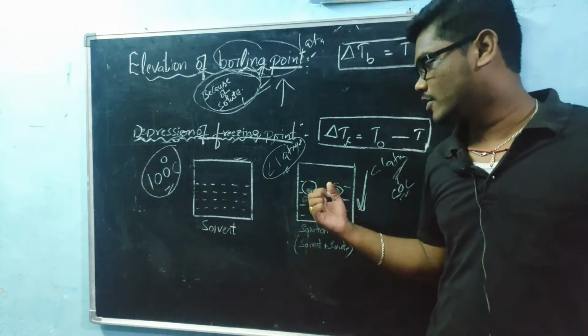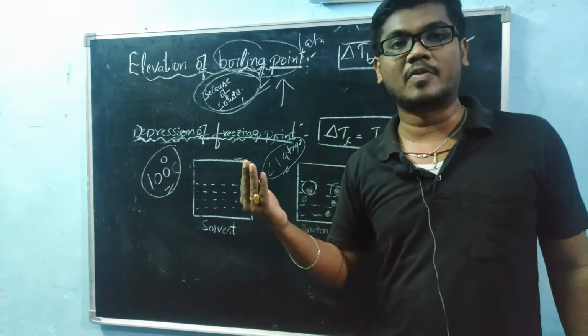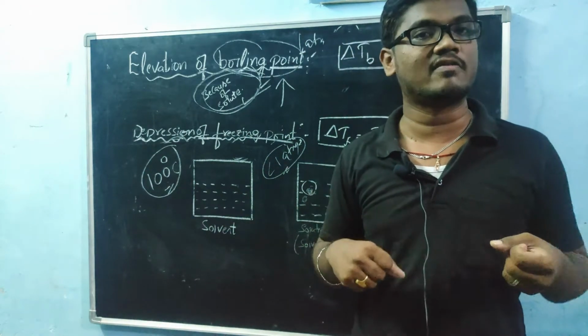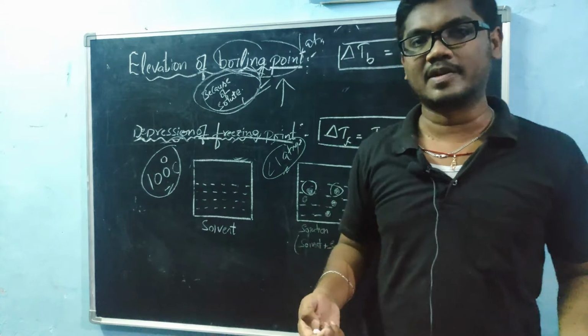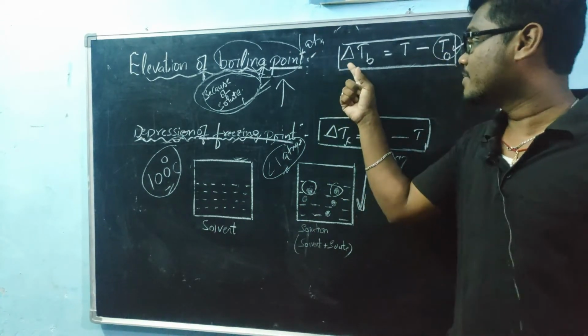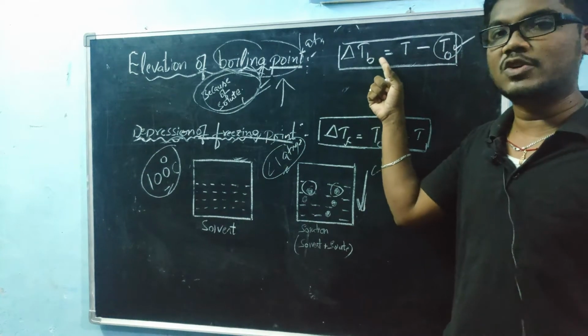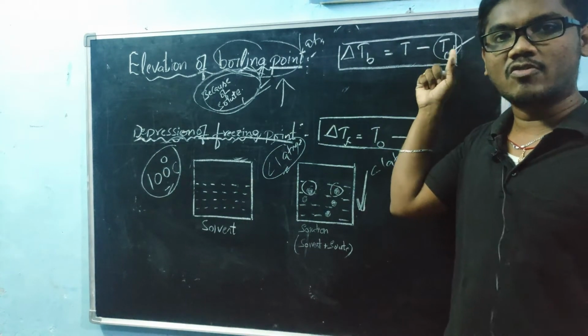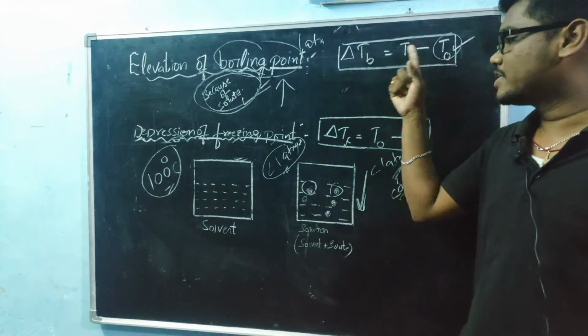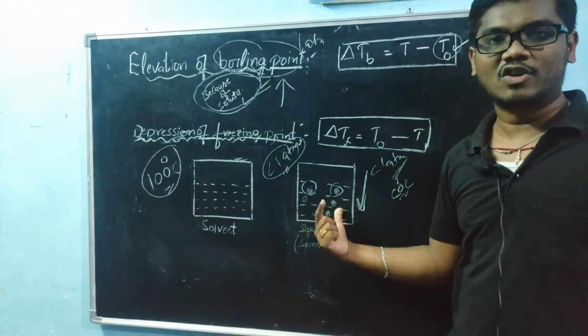Therefore, the presence of the solute increases the boiling point. Solute particles require more heat energy compared to the solvent to convert it into vapor. Therefore, the boiling point increases. This can be represented as delta TB is equal to capital T minus T naught, where T naught represents the boiling point of the solvent, and T represents the boiling point of the solution.